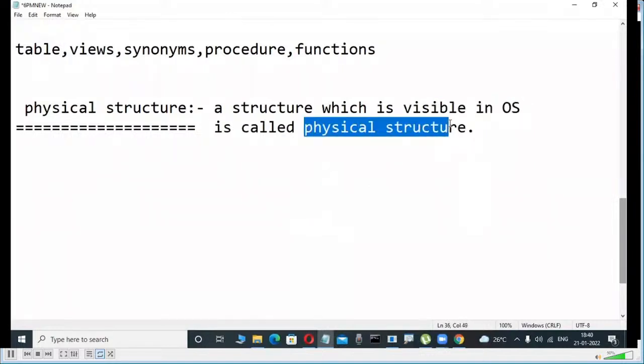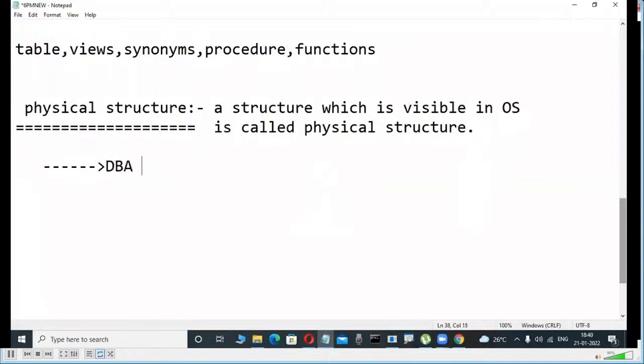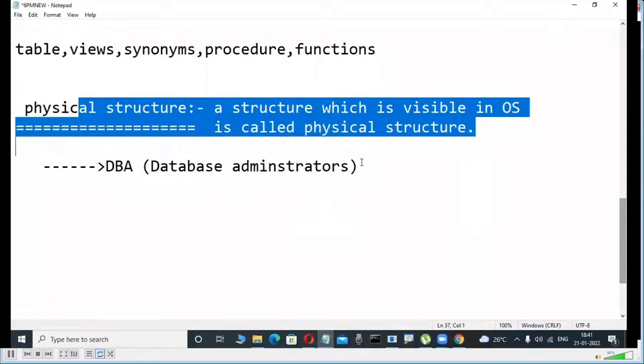But the physical structure, are you working in it, am I working in it? No. Some different type of persons work there. Who are they? DBA, the database administrator. In a project, there are other types of persons in a database. Those database administrators are the ones working in the physical structure.